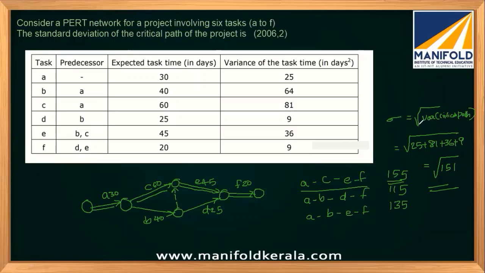One thing you have to keep in mind is that when it asks for a particular path, the variances can be added together. Don't take the root of each and add them to get the standard deviation. That's not the way. If you know the statistics, the variance can be added, and then you take the root to get the standard deviation. That's how you solve this problem.